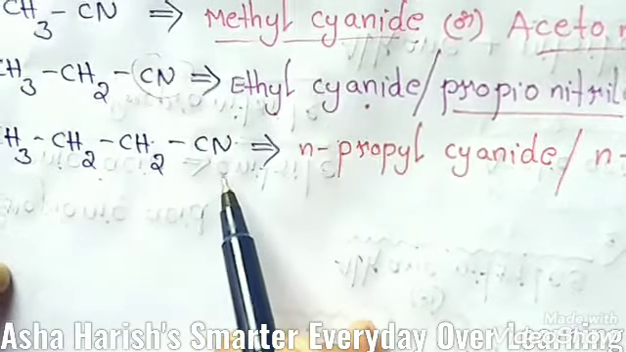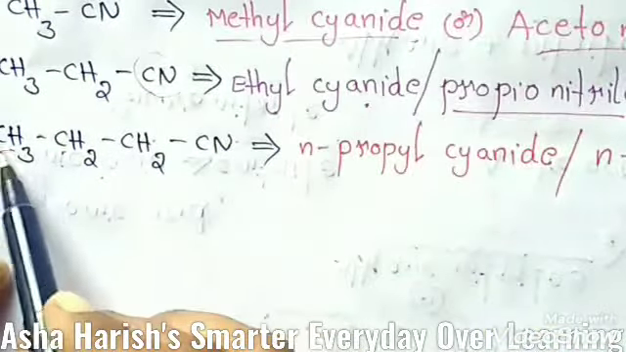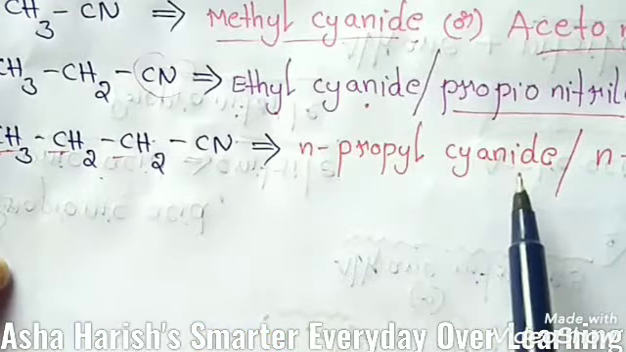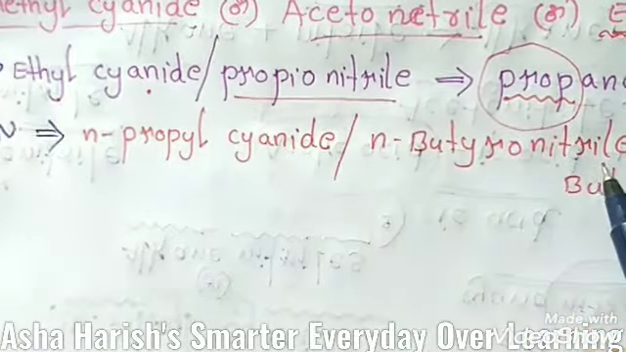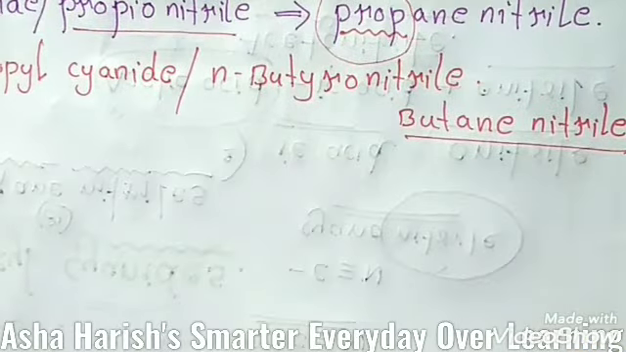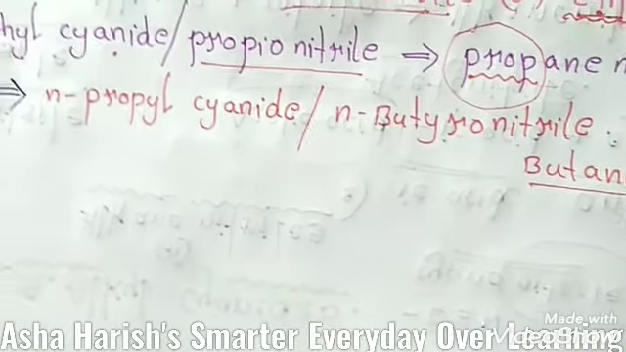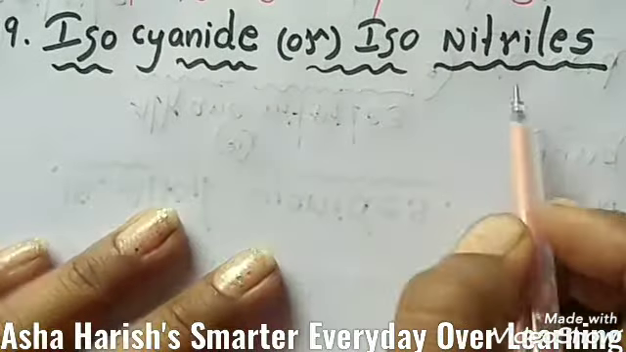And the next example here, CH3CH2CH2CN, propyl cyanide, 1 2 3 carbon atoms, propyl cyanide, and this is also called N-butyronitrile and butane nitrile. Let's see the next one, the last one of this session, the 19th one, isocyanide or isonitriles.